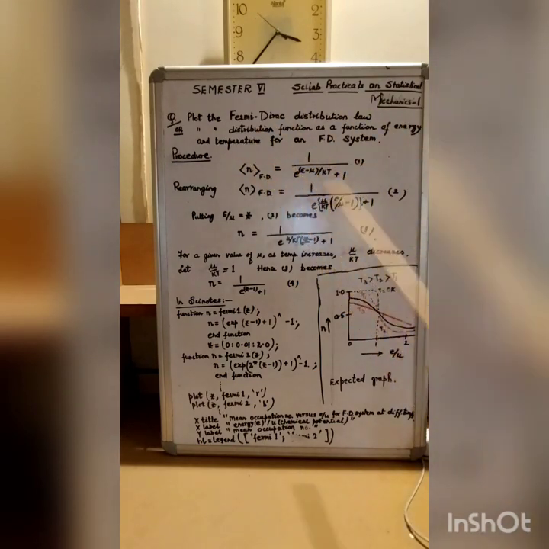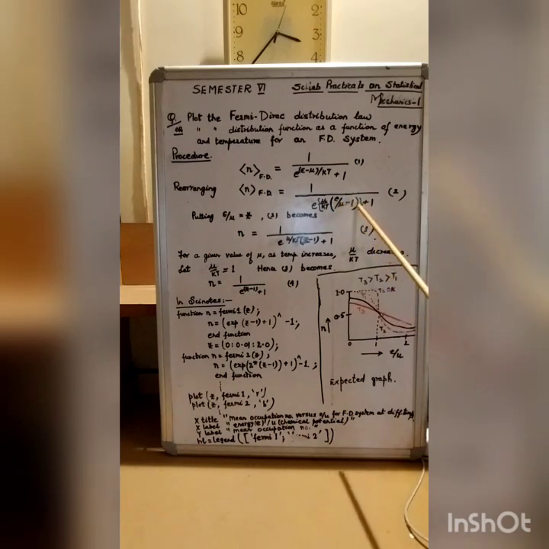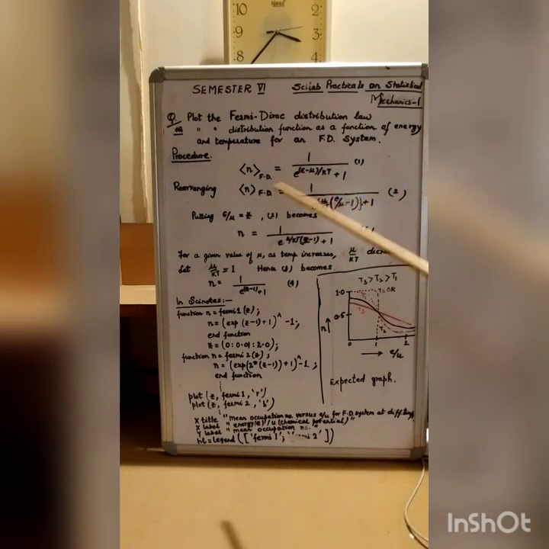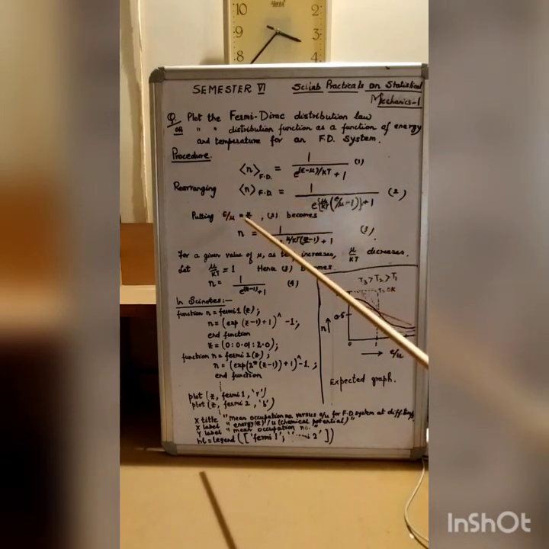So I rearrange equation 1 and I write it like this. I take out mu by kT outside the bracket, and it reads e to the power mu by kT times (epsilon by mu minus 1), and then the whole thing has a plus 1. So equation 1 is rewritten as equation 2, and now I put epsilon by mu equal to z.